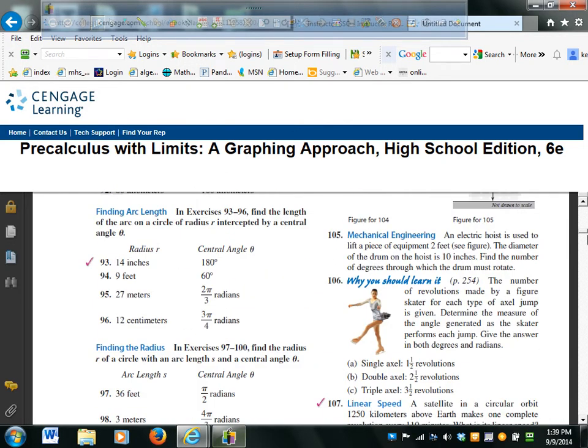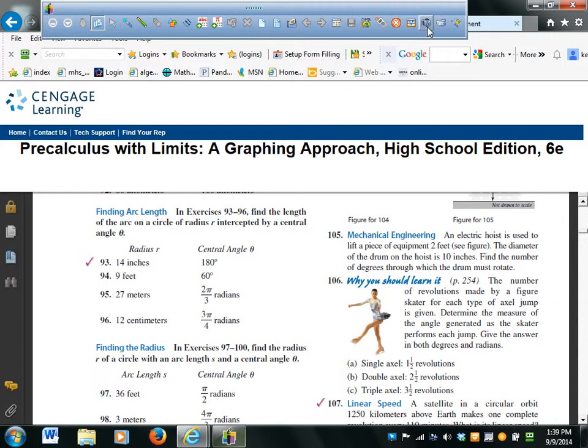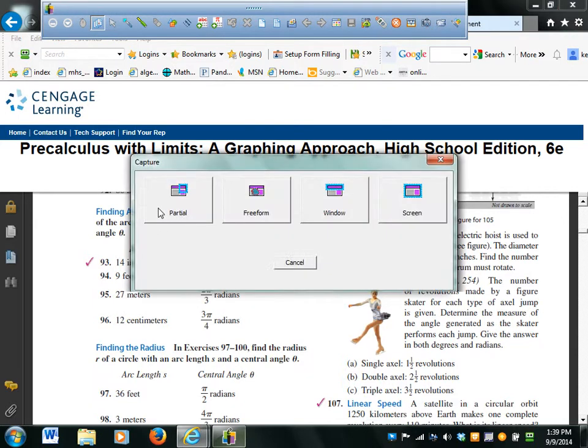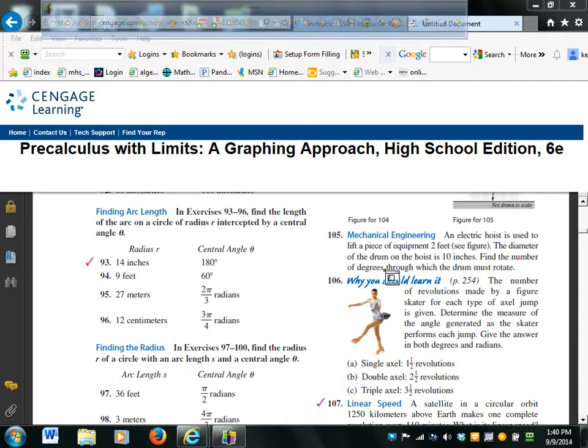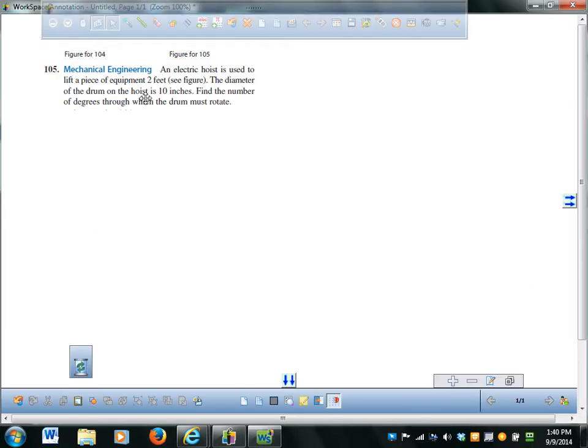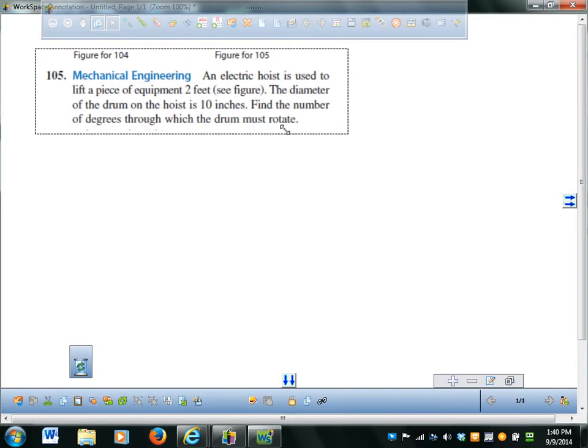class. I'm going to try to be a little more clear and to the point, so that you could review this. So these are all linear and angular velocity problems. So we'll first look at number 105. Okay, so let's grab this problem. And with these types of problems, it's useful to draw a picture of it.